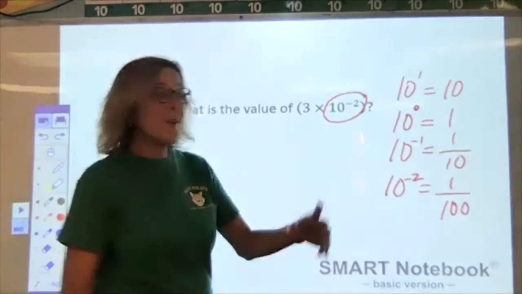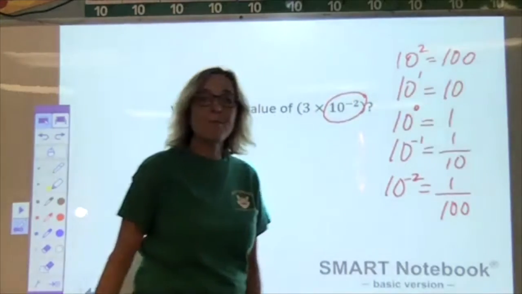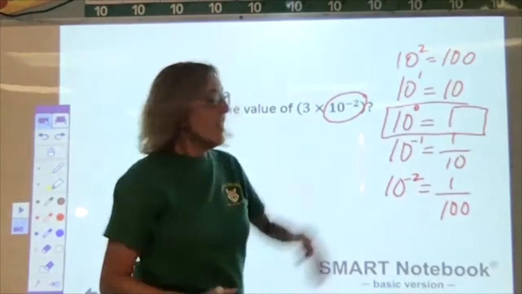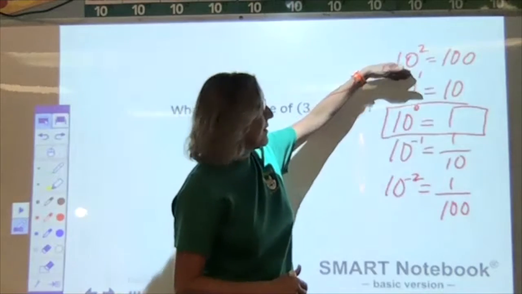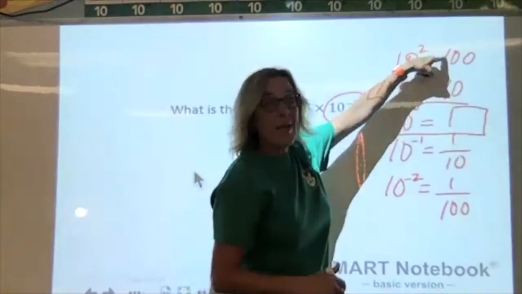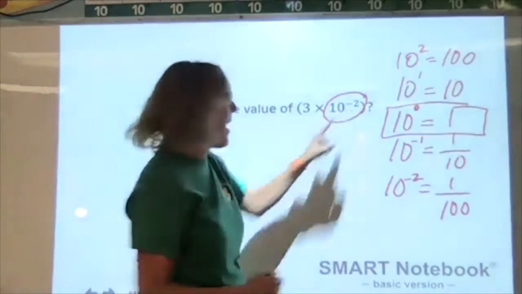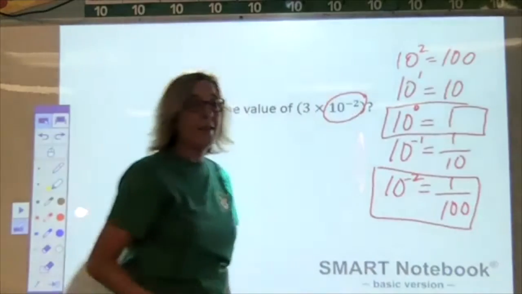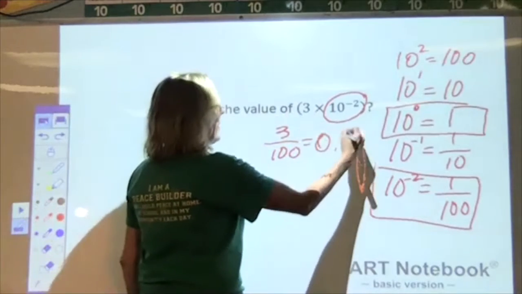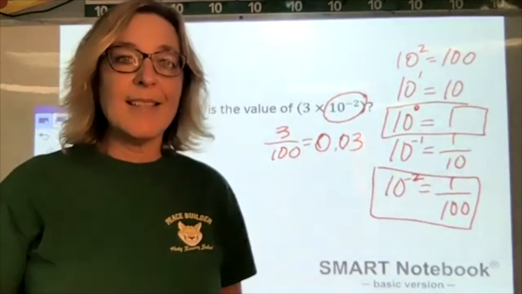So there is a pattern happening here. I'm going to add 10 squared up here. And do you see this pattern? Do you see what happens? If this is sort of like the starting point, if we go up 1 exponent, we have 10, and if we go down, we have 1/10. If we go up, we have 100, and if we go down, we have 100th. Okay, so this 10 to the negative second power is the same as 100th. And so 3 100ths would look like this, or you could write it in decimal form. So that would be the value of 3 times 10 to the negative second power.